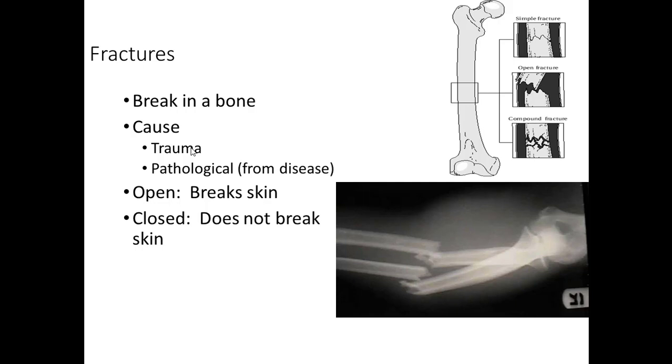Fractures. Fracture is exactly what it sounds like. There is a break in a bone. And it can be caused from trauma or it can be caused from disease. Trauma is anything like a motor vehicle accident or a bike accident or a fall. Pathological, from a disease, the first thing that comes to mind is osteoporosis, which we will get into, but osteoporosis actually causes the bones to be really brittle and can actually cause the bones to break.